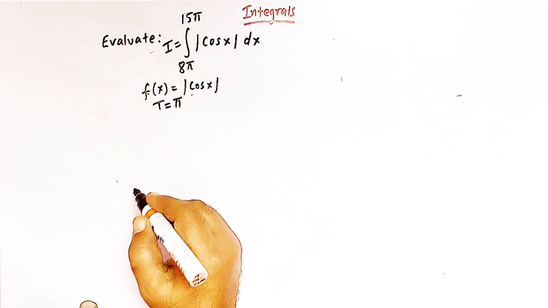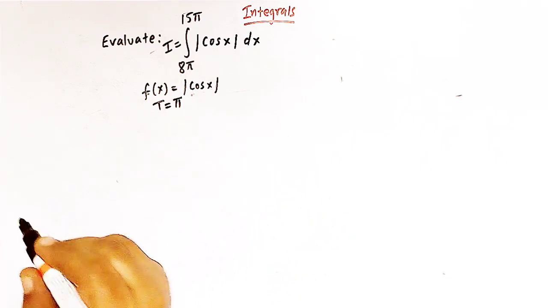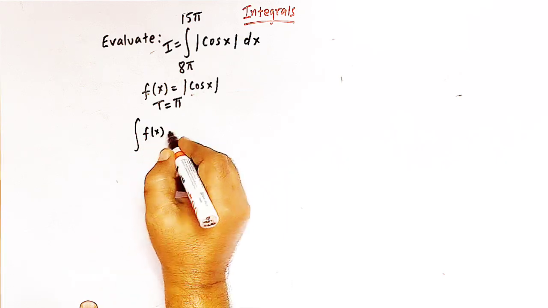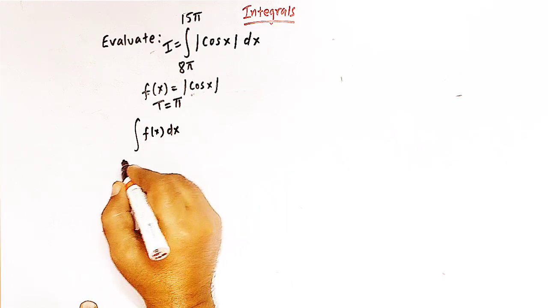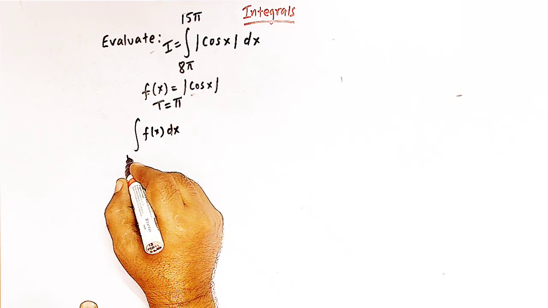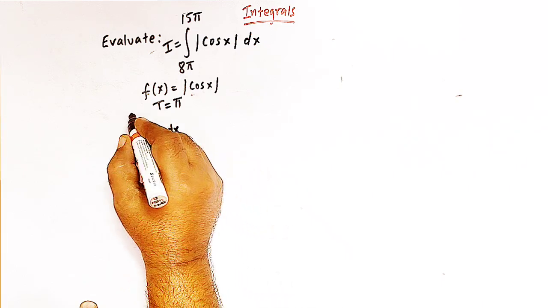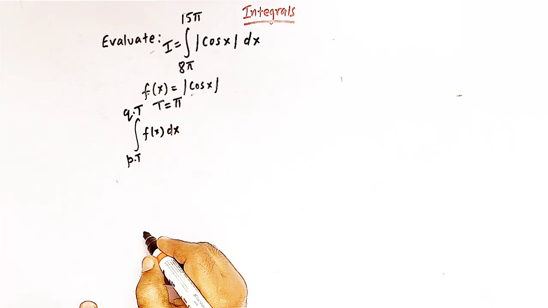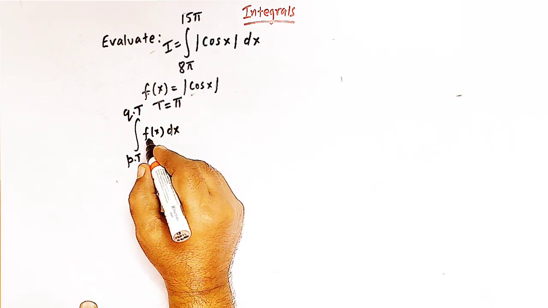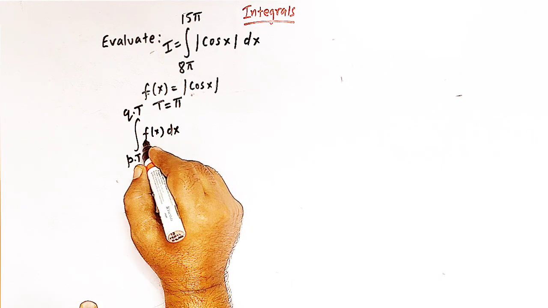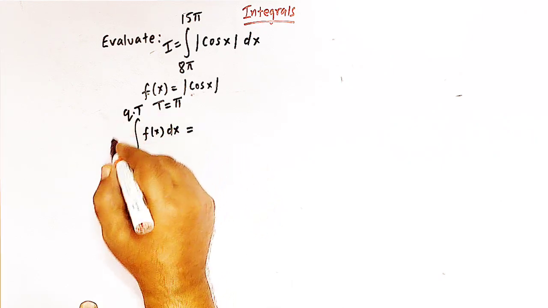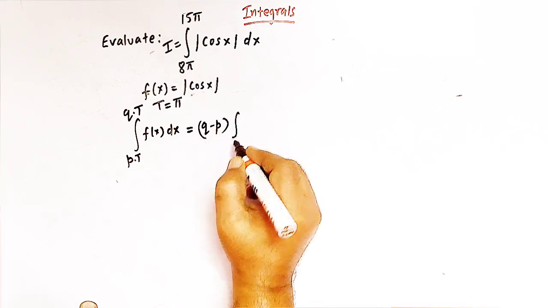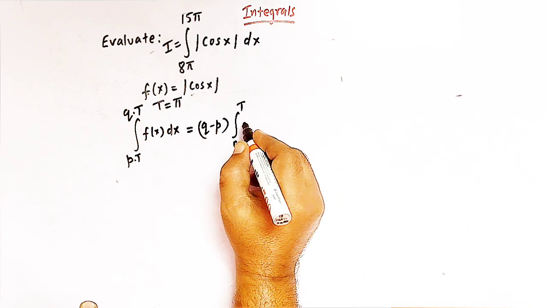And from an important property of definite integrals, we know that if we have a periodic function f of x, and the integral of f of x dx has the lower limit p times t and the upper limit q times t, where p and q are some integers and t is the period of this function f of x, then the value of this integral is given by q minus p times the integral from 0 to t f of x dx.